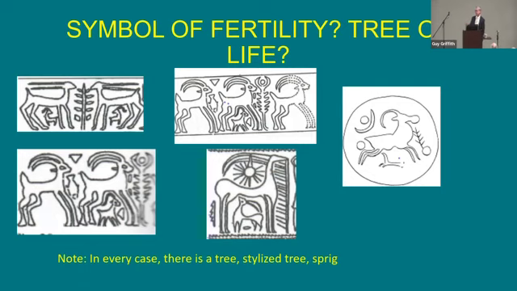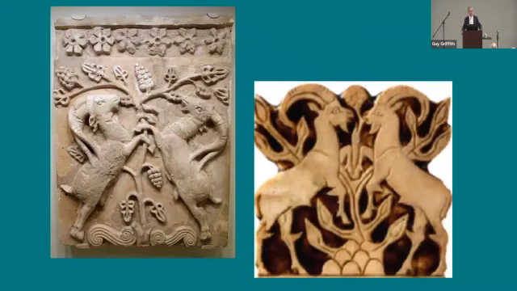In every case, in all these seals, you find a tree, either a stylized tree or a representation of a tree, a sprig. But I don't think that is about fertility. I'll talk about this. We also find images like this. See ibexes flanking a tree, and most commonly, you see ibexes flanking a tree on a mountain.